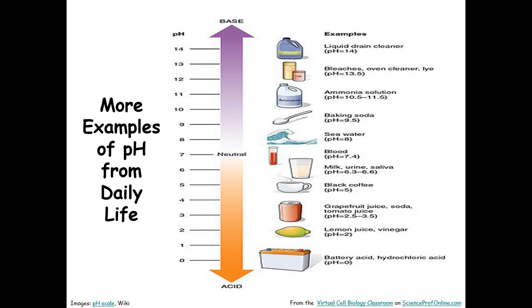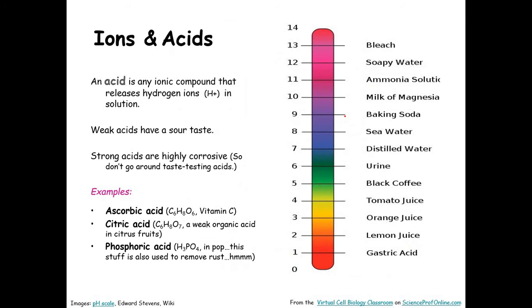Okay, so these are examples of pH from daily life. You have blood, slightly basic, right? You have battery acid and hydrochloric acid. Okay? You have lemon juice and vinegar, bleach, basic. Okay?